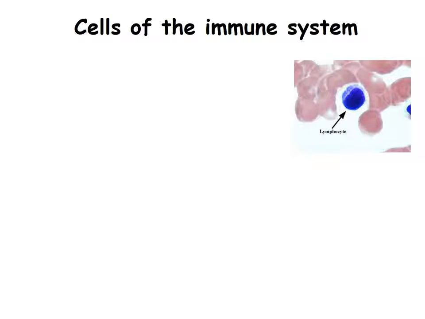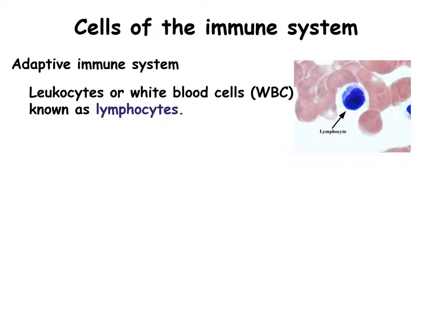Unfortunately, there are a lot of cells in the immune system. And there are two parts to the immune system. There's what we call the adaptive immune system. And the cells that mediate the adaptive immune system are white blood cells, otherwise known as leukocytes. And they're known as lymphocytes, as you see over here on the blood smear to your right. But the innate immune system has a whole bunch more.